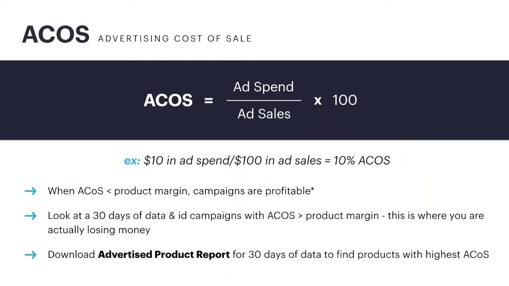Yeah, and let's just start with the one that everybody loves, which is ACOS, or advertising cost of sale. I like to think of it as simply a measure of your advertising efficiency. All you're doing is taking your ad spend and dividing it by your advertising sales, multiplying it by 100. So for example, you spend $10 in ads, you make $100 in ad sales, that would make your ACOS 10%, right?